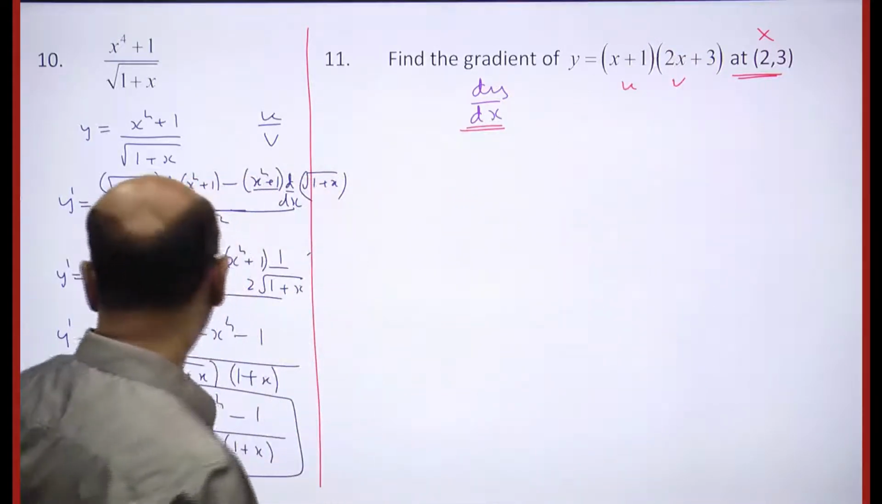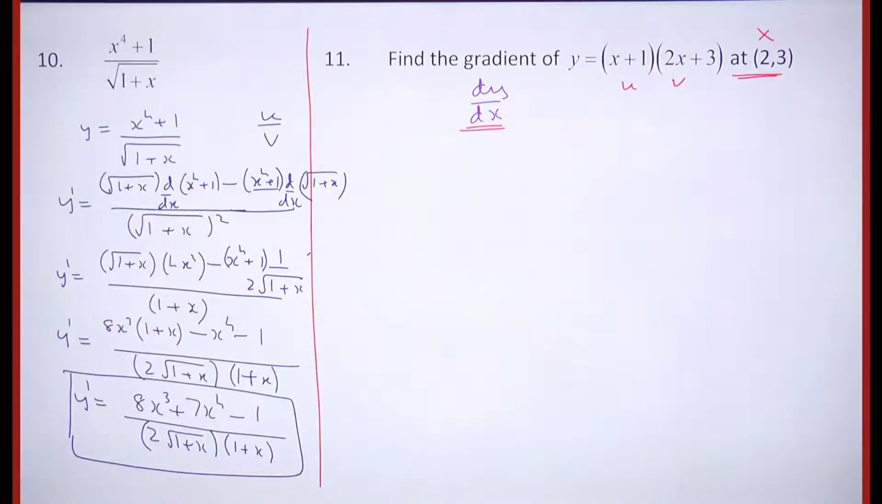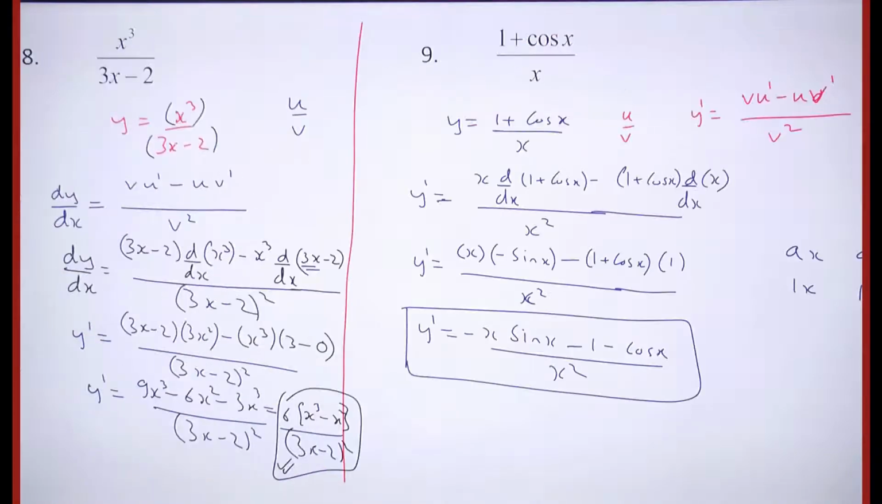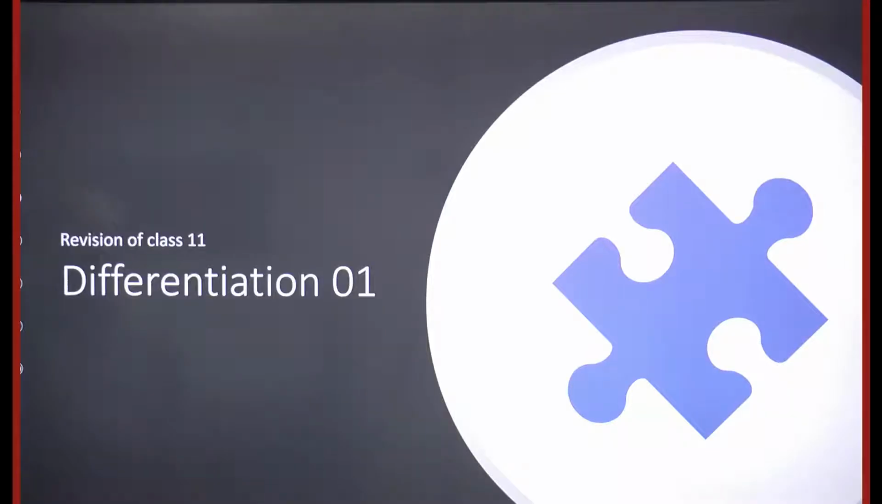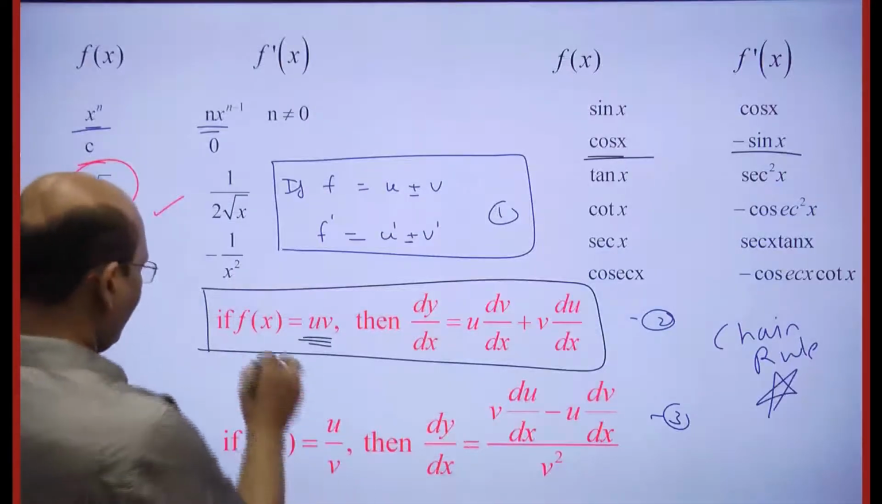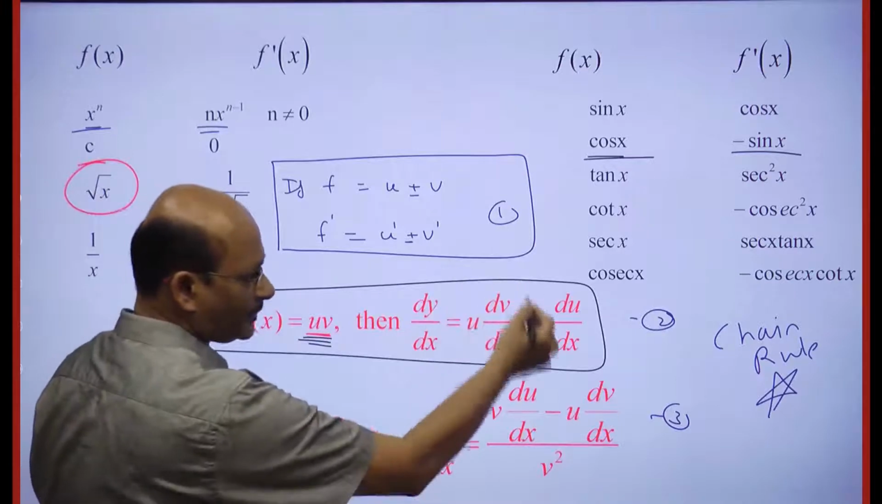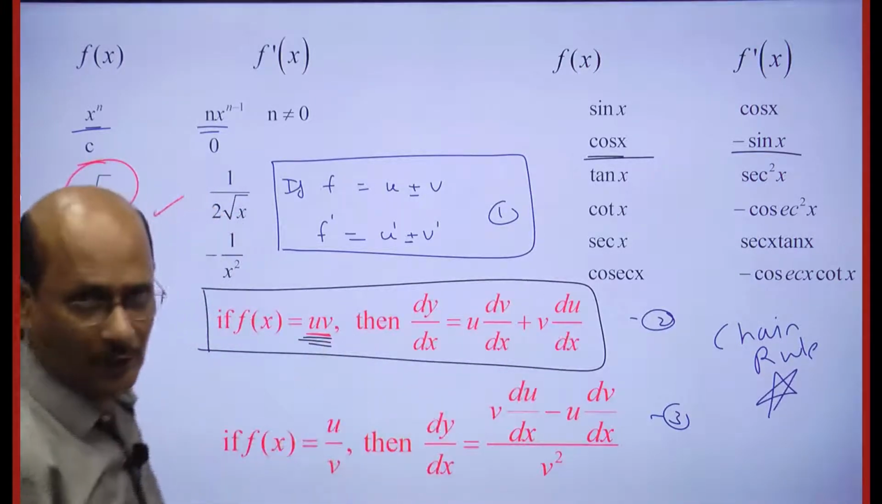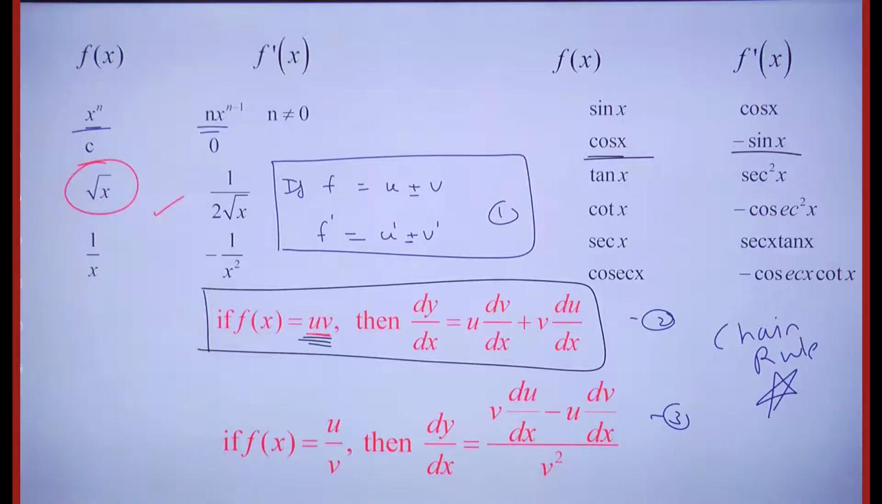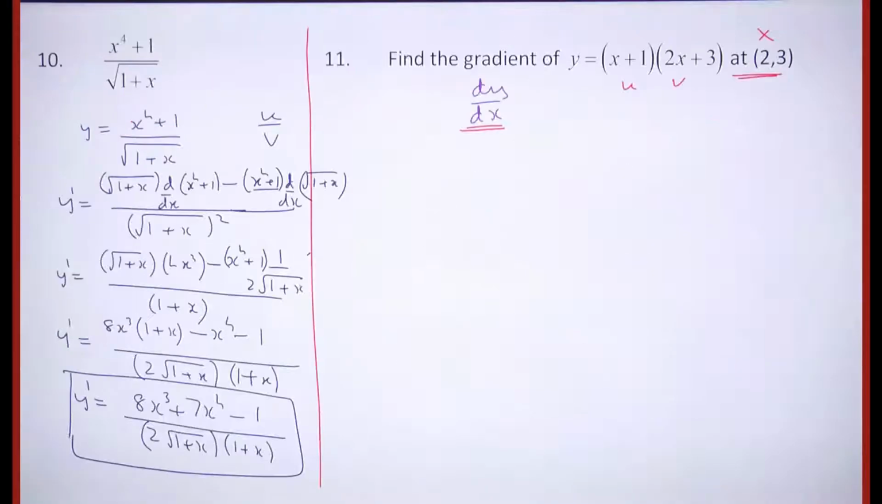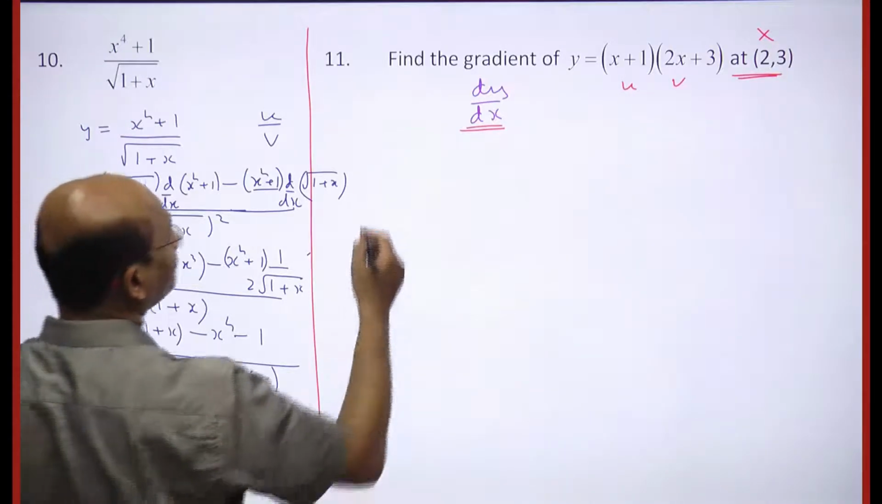So, you know what the product rule is, right? What is the product rule? The product rule says if a function is given in terms of uv, then it is u times the derivative of the second plus v times the derivative of the first. I hope you understood this point, right. So what happens here? Let us see.